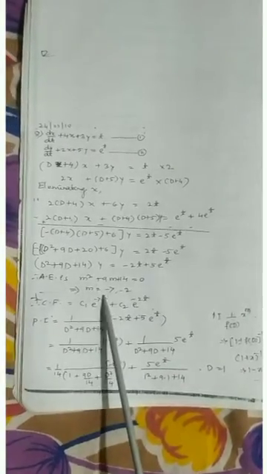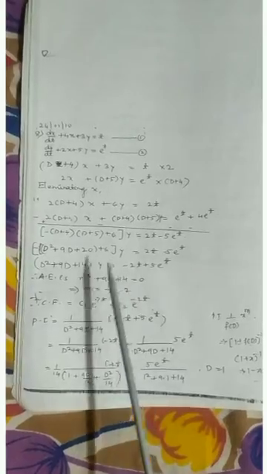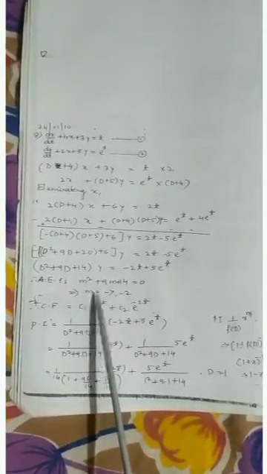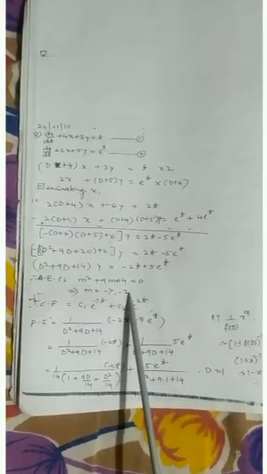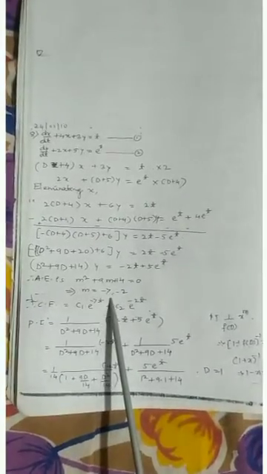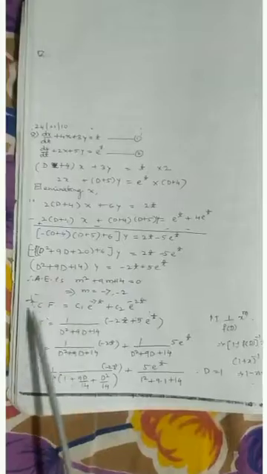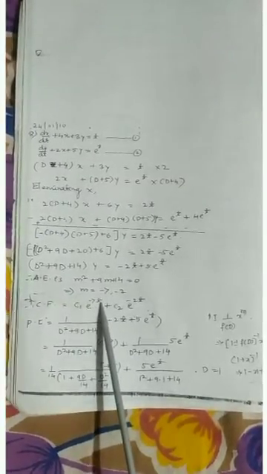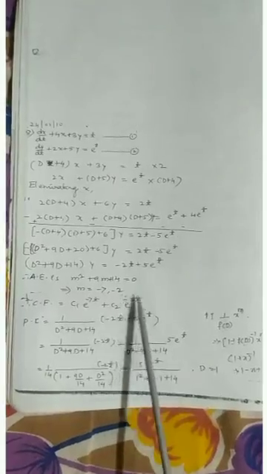If you multiply 7 and 2 we get 14, and add we get 9. That's why I have directly written the m values: minus 7 and minus 2. The roots are different and real. That's why the complementary function is what? We get c1 e to the power minus 7t plus c2 e to the power minus 2t.